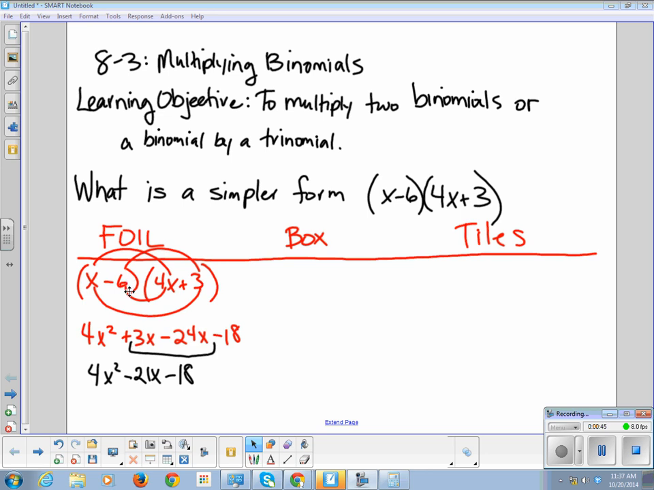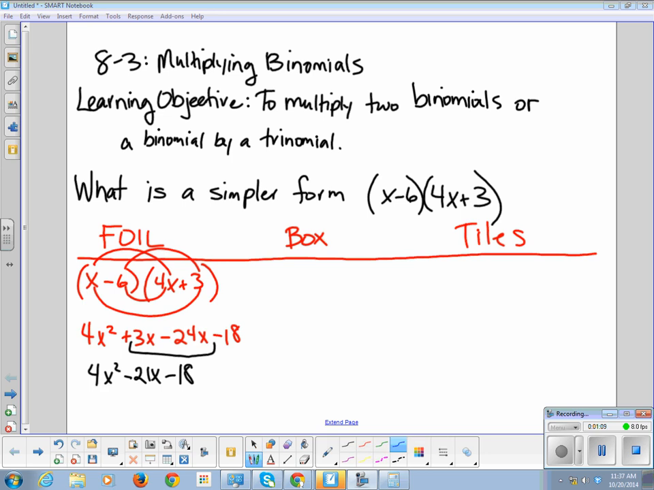Then we did the inside terms, which is negative 6 times 4x, which is negative 24x. And then the last terms, which is negative 6 times positive 3, which is negative 18. We combine our like terms to get 4x squared minus 21x minus 18.